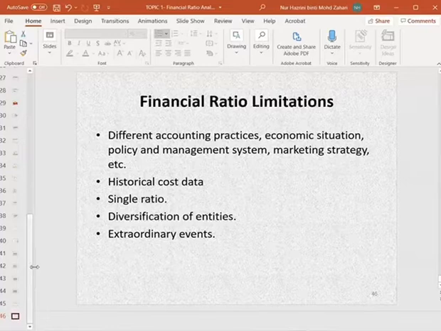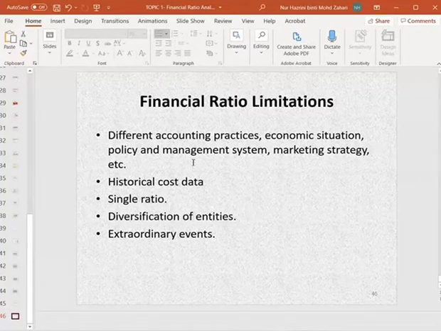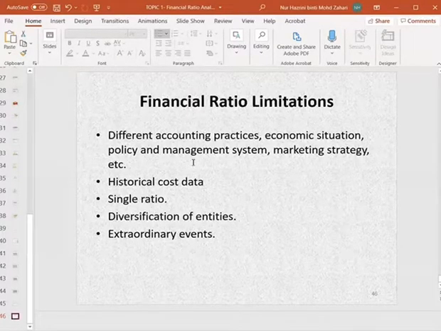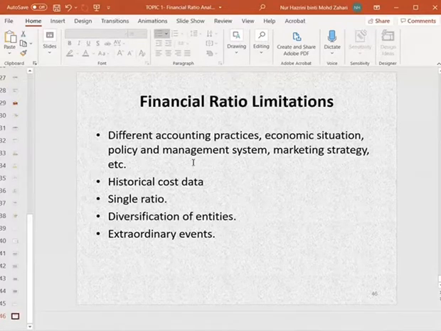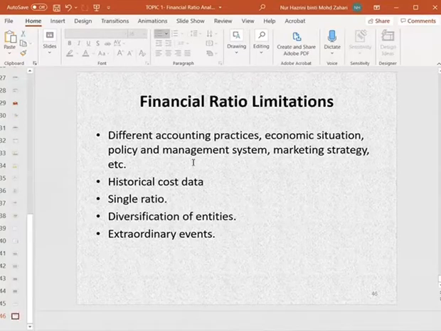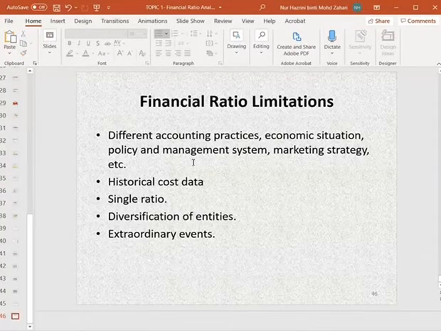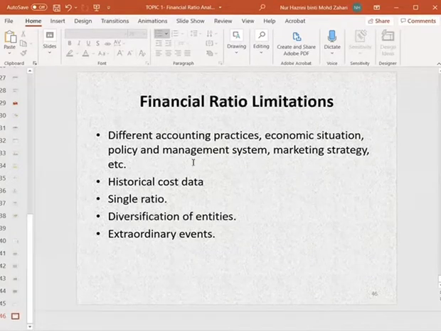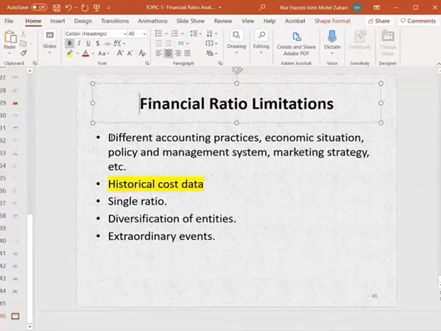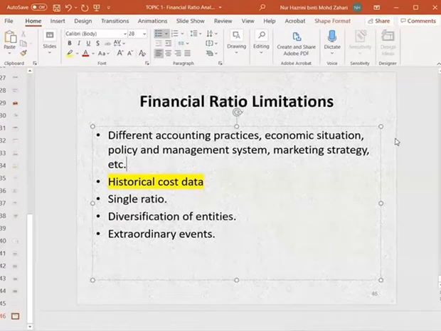Okay, so next and last, financial ratio limitation. Of course, when you want to evaluate a company's performance, you can use financial ratio analysis, but it has limitations because financial ratio analysis uses past performance. Past performance does not necessarily mean it will reflect the next year's performance. That is what I talked about regarding historical data. First one, you have different accounting practices, economic situation, policy and management system, marketing strategy, etc.